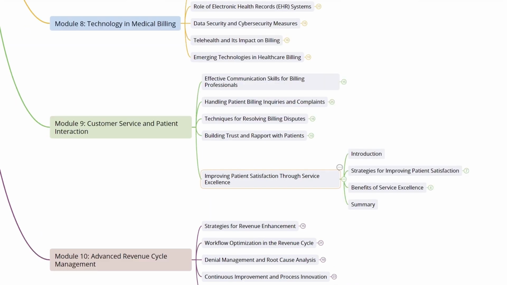Next, improving patient satisfaction through service excellence. Beyond billing accuracy, delivering courteous, prompt, and attentive service enhances overall satisfaction. Satisfied patients are more likely to pay promptly, refer others, and remain loyal to your organization.